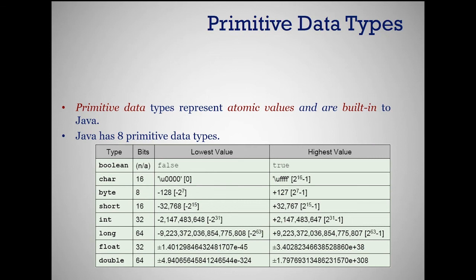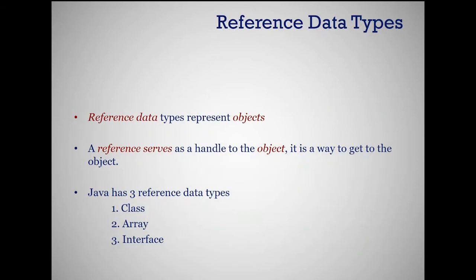So, let's proceed. Next we have the reference data or represent object. A reference serves as a handle to the object, a way to get the object. These are what we use to get objects. There are 3 ways to get an object: class, array, and interface. That's it. So for primitive, there are 8. Reference, there are 3.